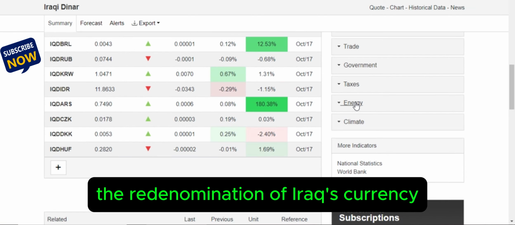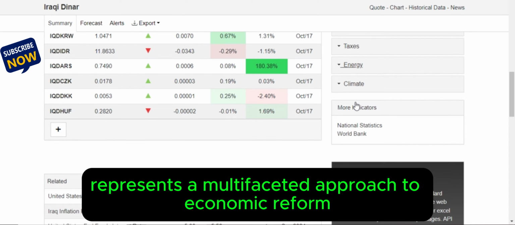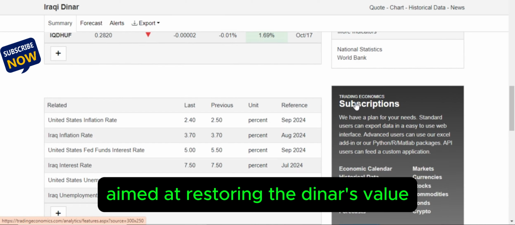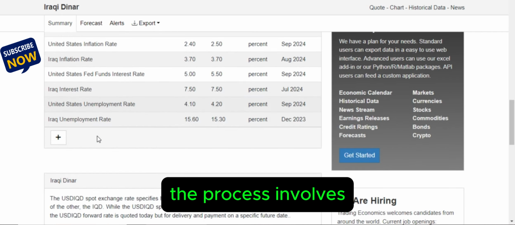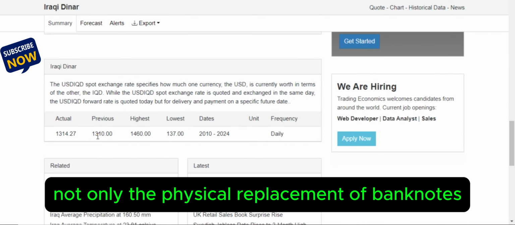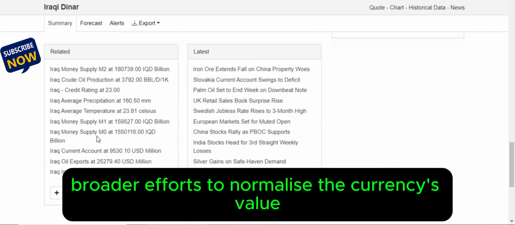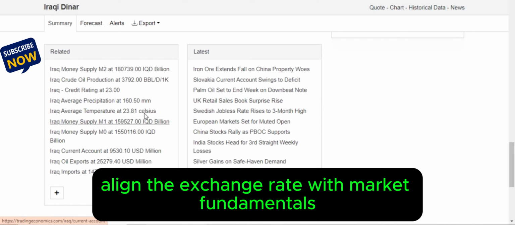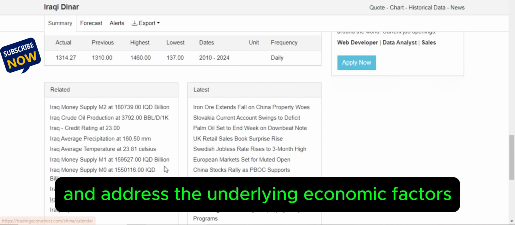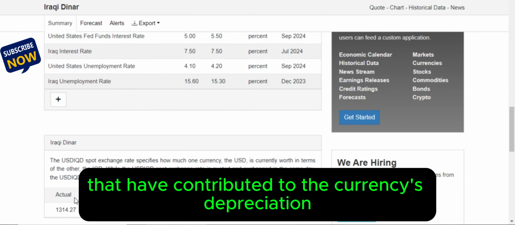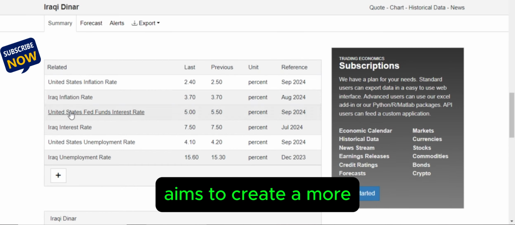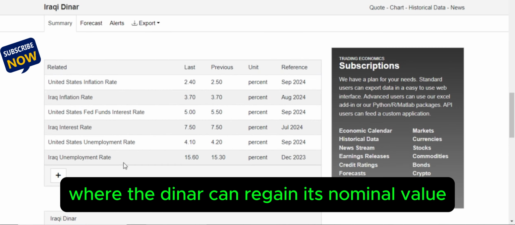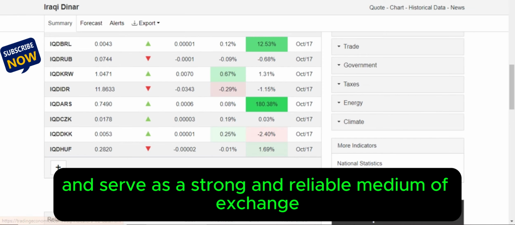In conclusion, the redenomination of Iraq's currency represents a multifaceted approach to economic reform aimed at restoring the dinar's value and stabilizing the financial system. The process involves not only the physical replacement of banknotes but also broader efforts to normalize the currency's value, align the exchange rate with market fundamentals, and address the underlying economic factors that have contributed to the currency's depreciation. By taking these steps, Iraq aims to create a more stable and prosperous economic future, where the dinar can regain its nominal value and serve as a strong and reliable medium of exchange.